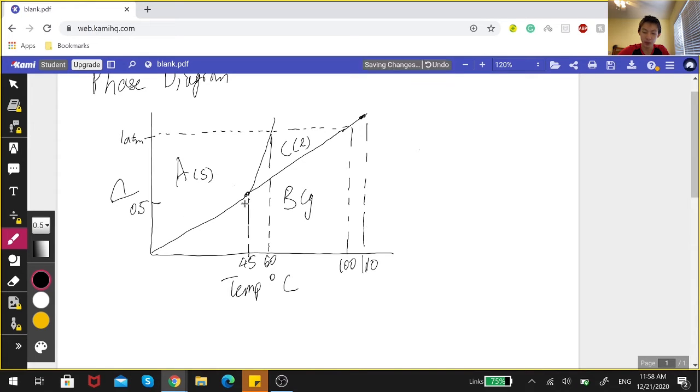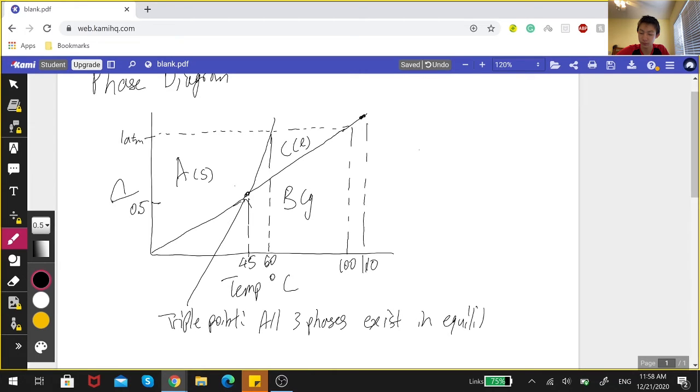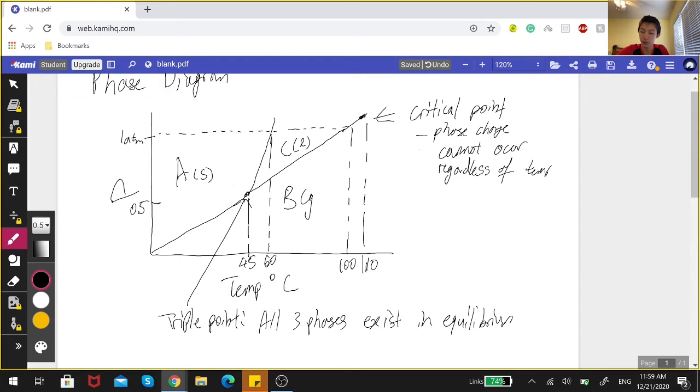Now this point, we call this the triple point, where all three phases exist in equilibrium. And this point we call the critical point, where phase change cannot occur regardless of temperature or pressure.